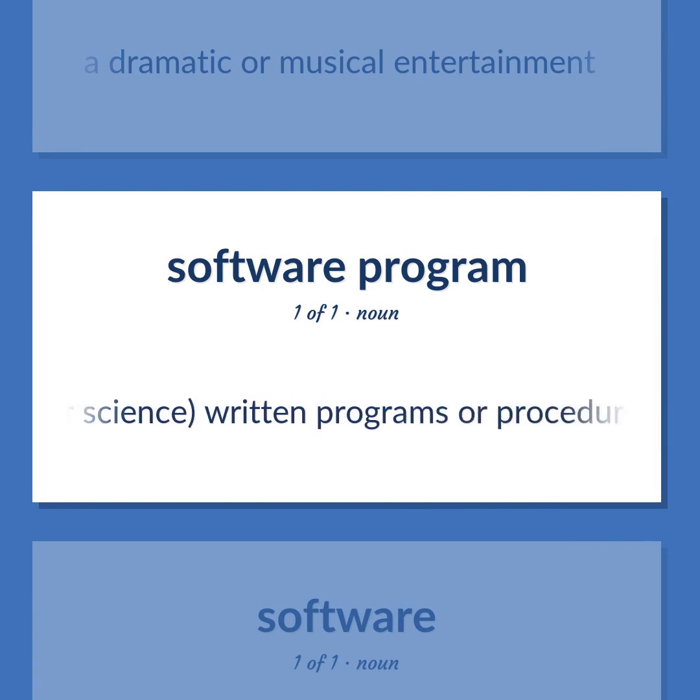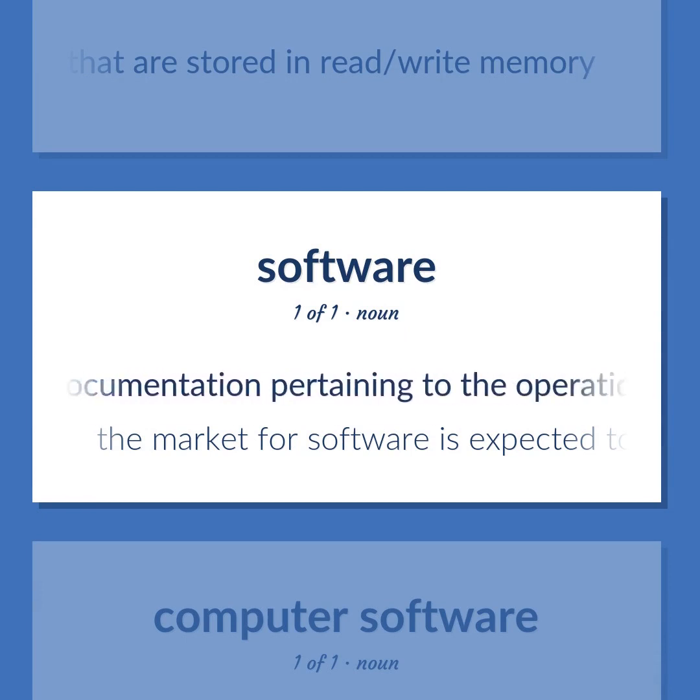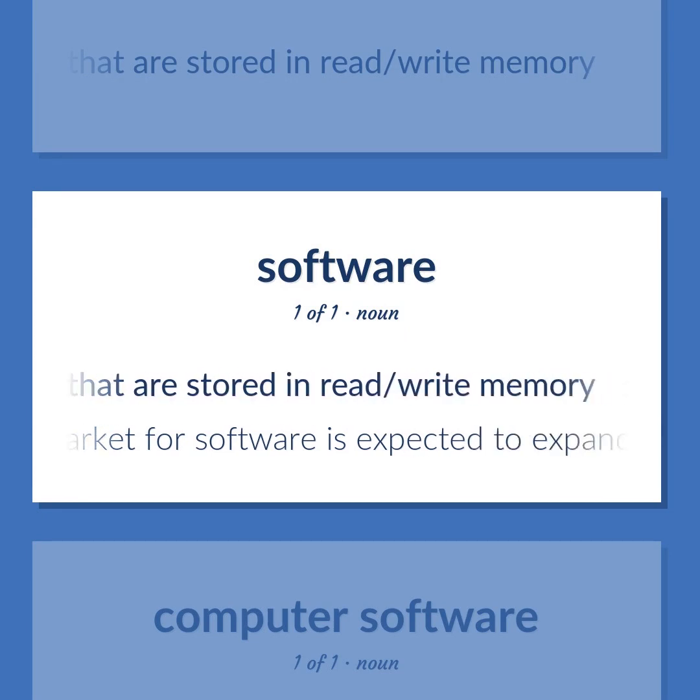Computer science. Written programs or procedures or rules and associated documentation pertaining to the operation of a computer system and that are stored in read-write memory. The market for software is expected to expand.